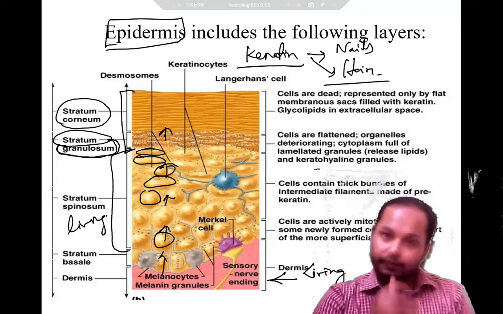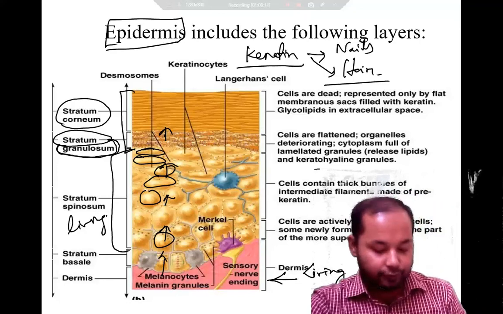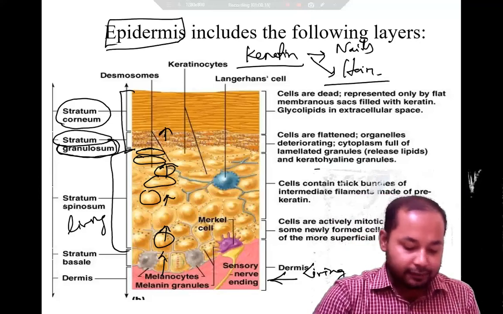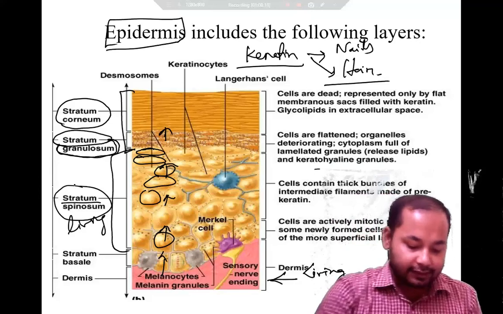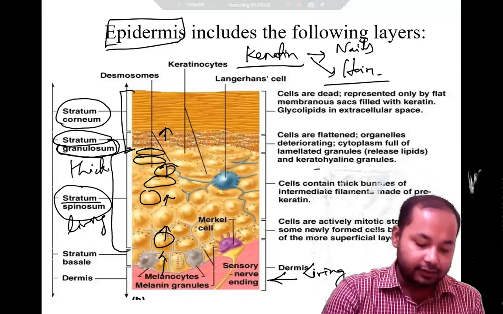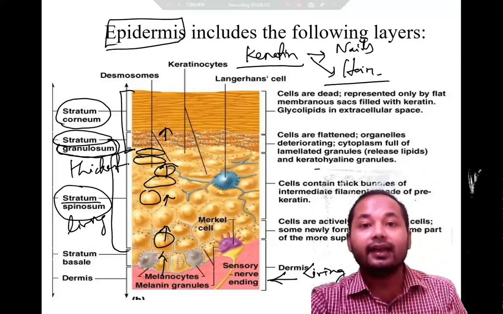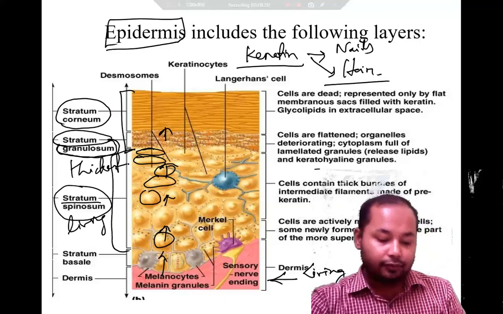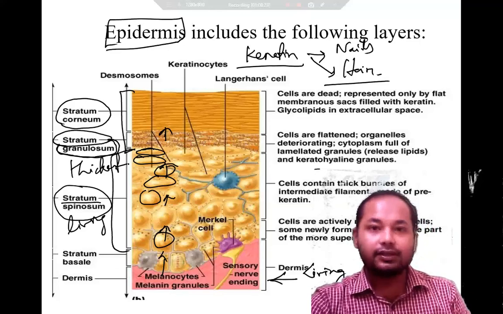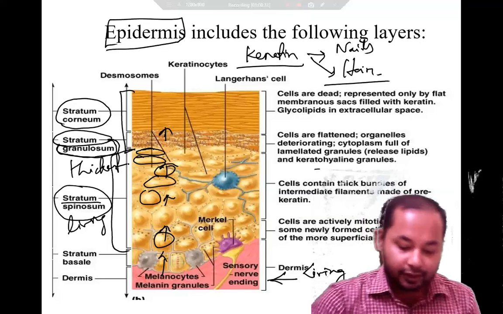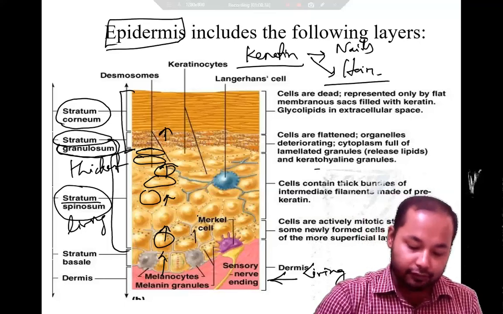From here below, when I am going downwards, you will get living cells, but this stratum spinosum, which is the thickest of all the layers of the skin, these cells are living and they are secreting actively keratin, and they are moving and going towards the upward side to make up the stratum corneum. This is a progression from downwards to upwards.